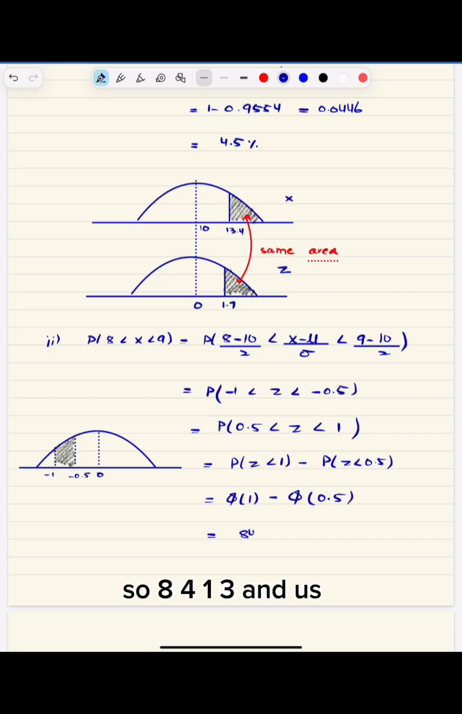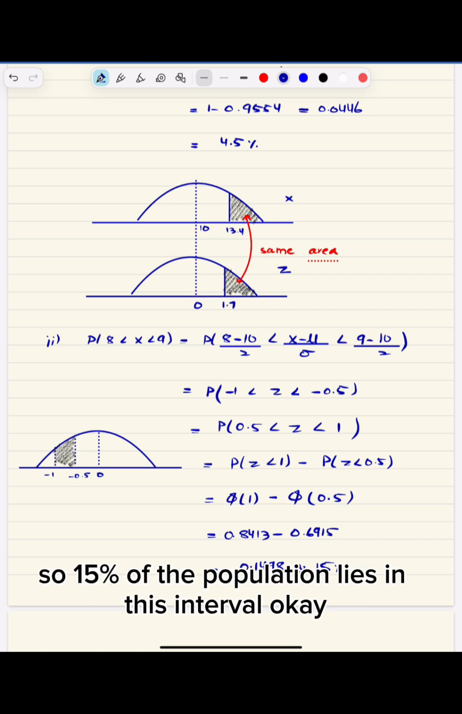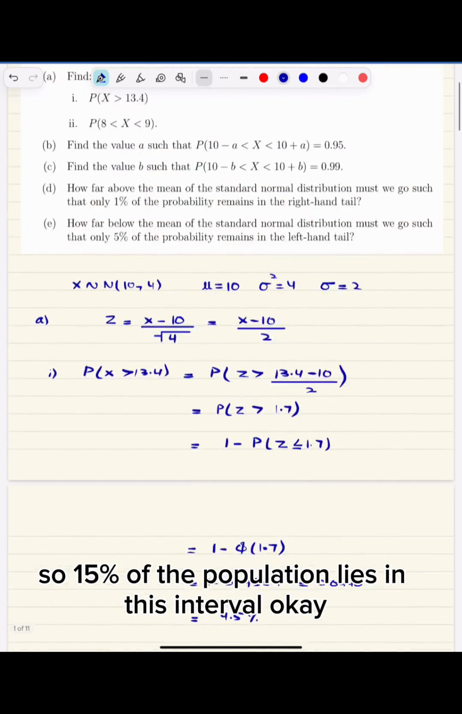So 0.8413 minus 0.6915, and this becomes 0.1498, which is almost 15%. So 15% of the population lies in this interval. Okay, next.